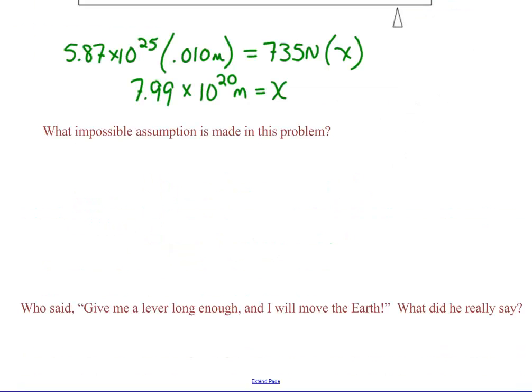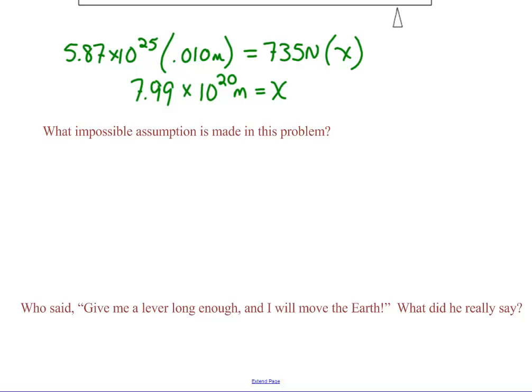That's pretty long. Now, with a problem like that, we actually had to make some assumptions, and those assumptions are impossible. What were they? Well, you have a lever. A lever needs a pivot point. If you're trying to move the earth, the pivot point needs to be fixed and not moving. To what would you fix the pivot point in space so that you could use a lever? That's one assumption that you're making that is never going to happen.